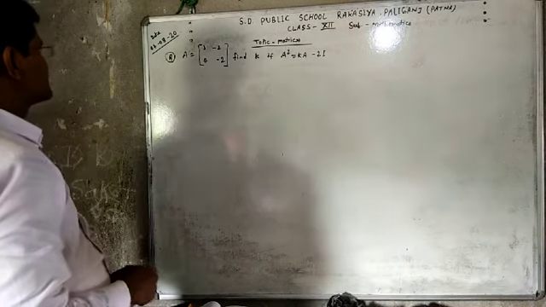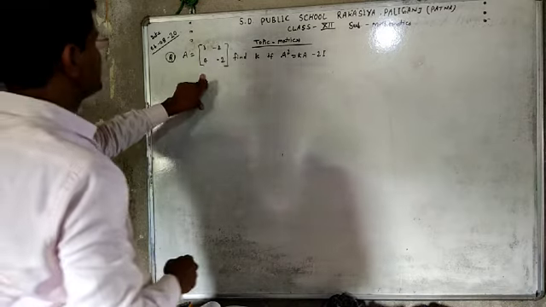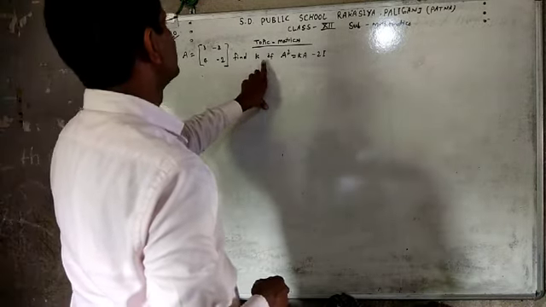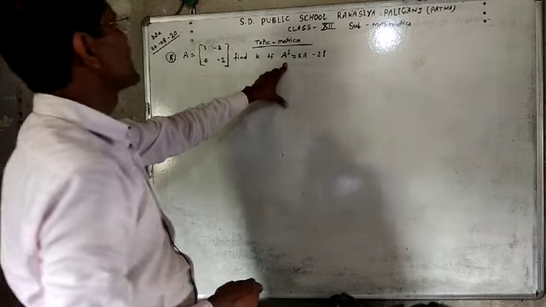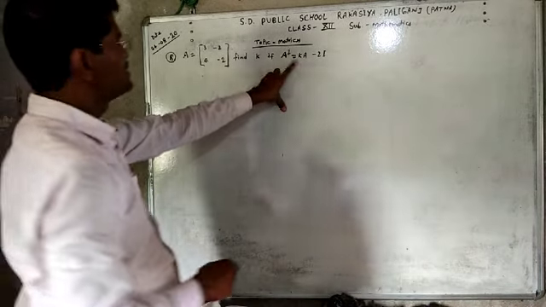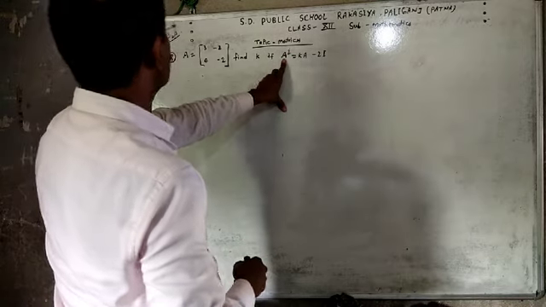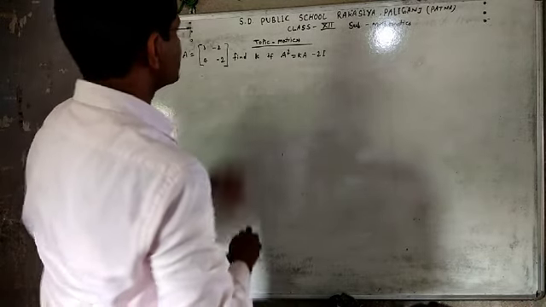The next problem is: given the matrix A, we have to find the value of K. Given the relation A square equals KA minus 2I, first of all, we have to find A square, which means multiplication of matrix A with matrix A.